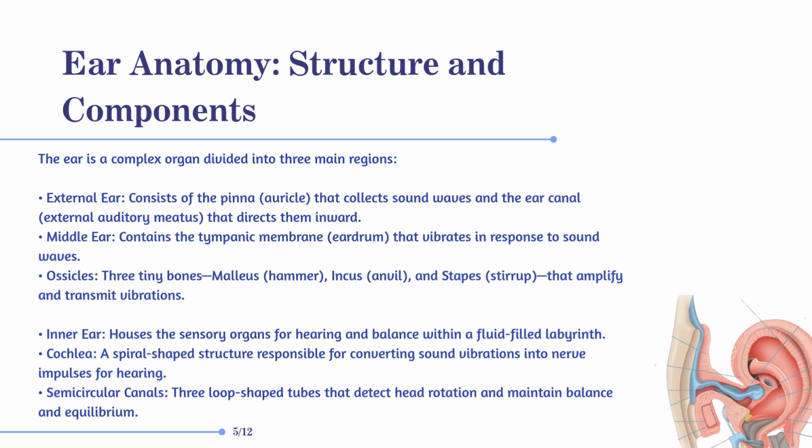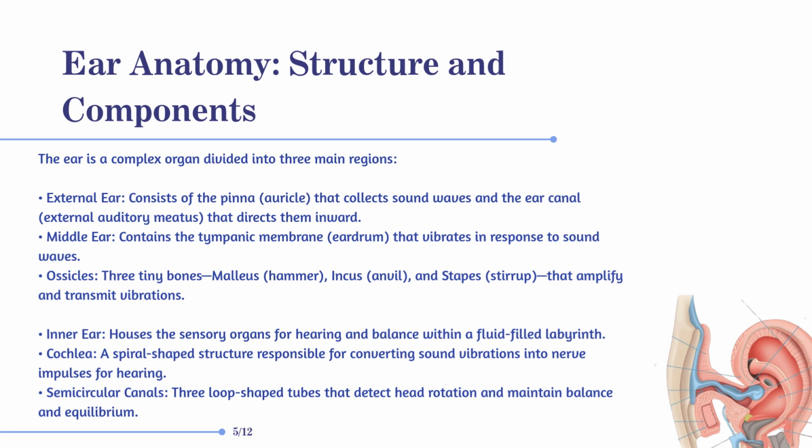So we will discuss the next sensory organ, that is the ear. The ear is a complex organ of hearing and balance. What are the different parts of the ear? It has an outer part called the external ear, which has a pinna and ear canal. It generally collects the sound waves.